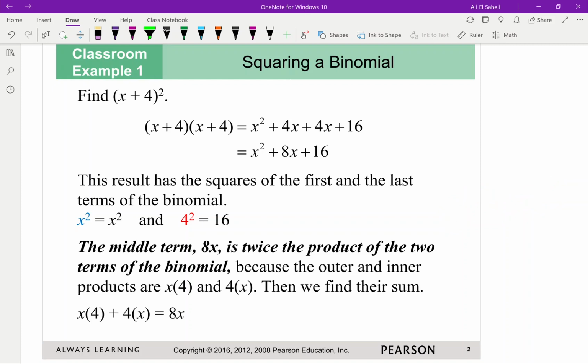All right, x plus 4 to the power 2. Well, this is basically x plus 4 times x plus 4. We already learned how to work with that. So x squared plus 4x plus 4x plus 16. 4x plus 4x is 8x.